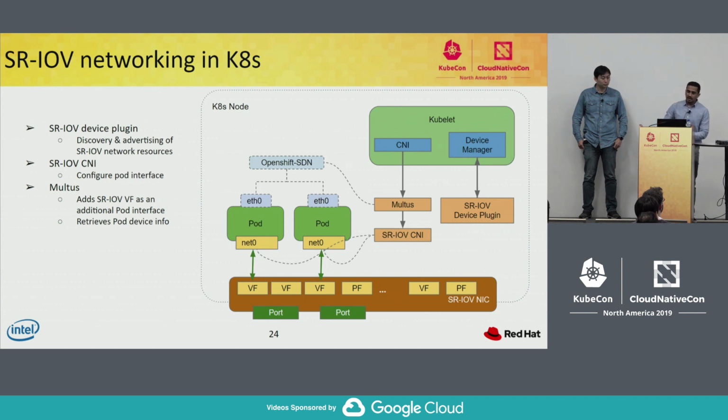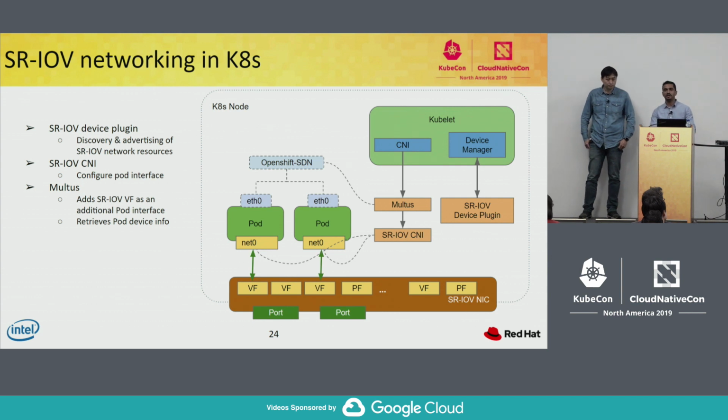So this is how the SR-IOV network device plugin is implemented. The graph probably looks a little bit complicated, but as you can see, the orange part is the main three components that are needed to enable SR-IOV networking. In the pod, we have the SR-IOV VF added as an additional interface. It doesn't replace the default eth0 network for the Kubernetes control plane.